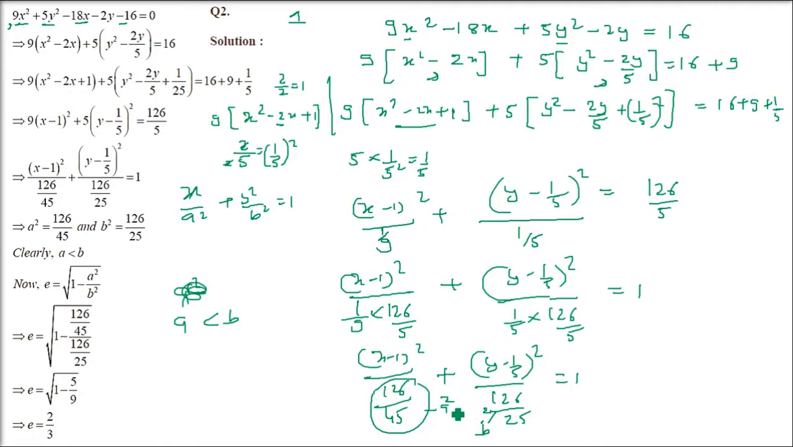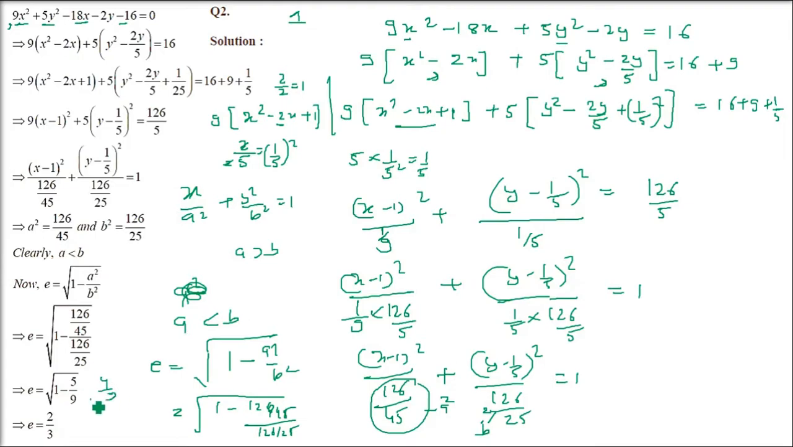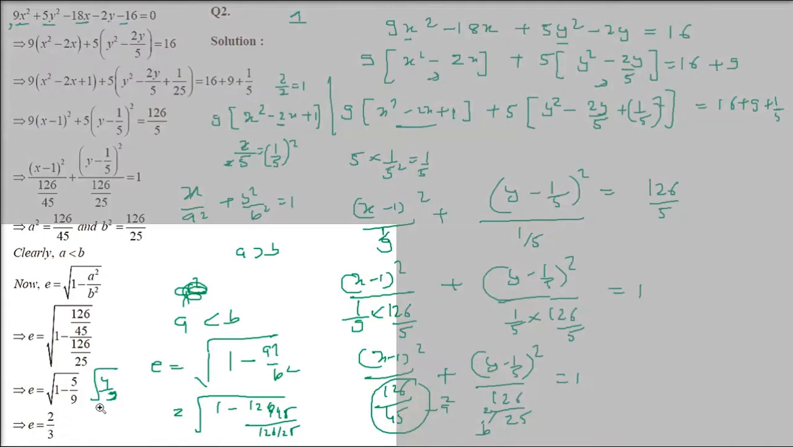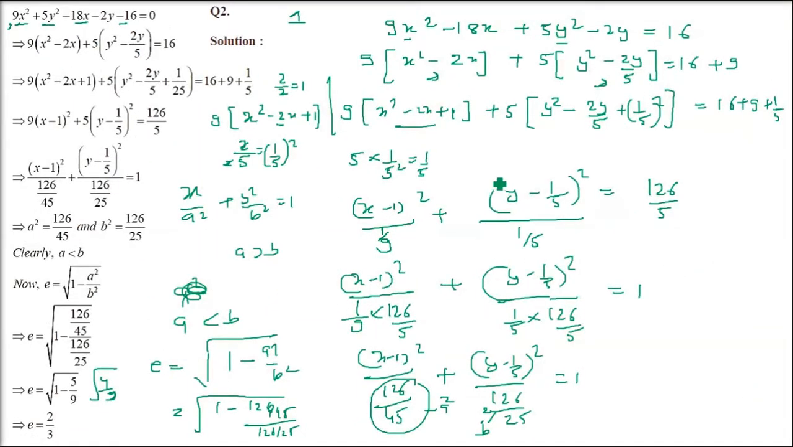Now what we do here? A is less than B. Eccentricity will be what? It will not be 1 minus B square by A square. It will be 1 minus A square by B square. As I said, A is less than B, not A is greater than B. Okay? So this is A square, this is B square. Just put these values, and this 126 gets cancelled. 1 minus 5 by 9 is 4 by 9, that is under root, that is 2 by 3. Eccentricity will be 2 by 3. Right?